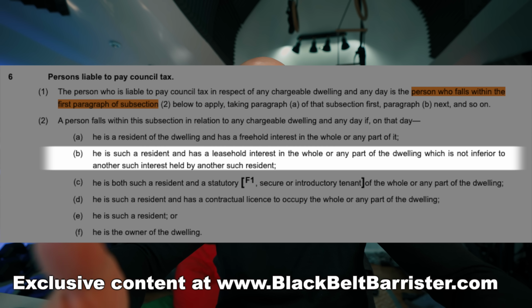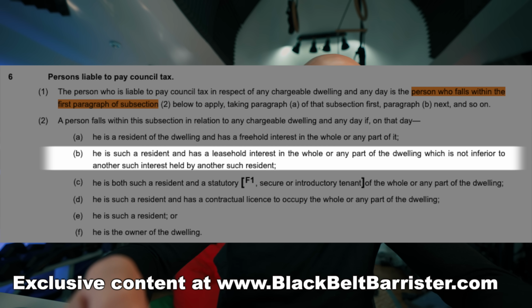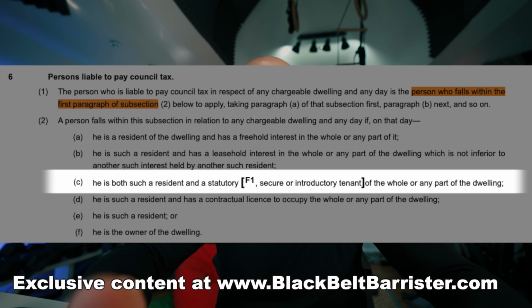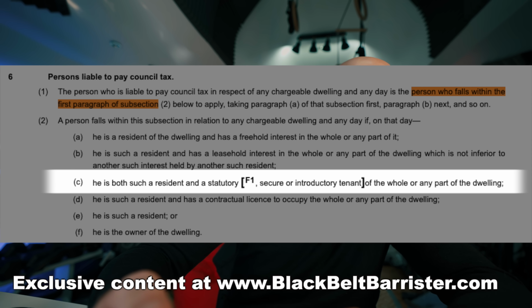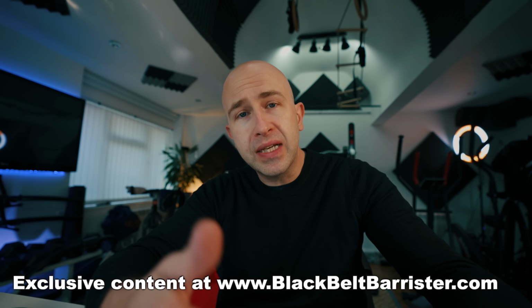Secondly is a person who is such a resident and has a leasehold interest in the whole or any part of the dwelling. Thirdly is a person who is resident but also has a statutory or secure tenancy for the whole or any part of the dwelling. So that goes for anyone who is renting a property, they will be the one liable for the council tax.